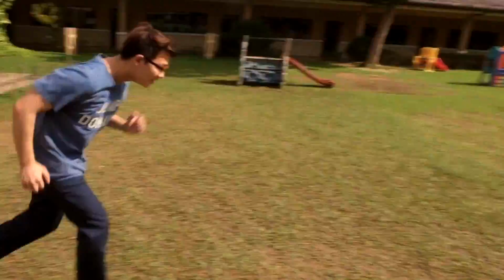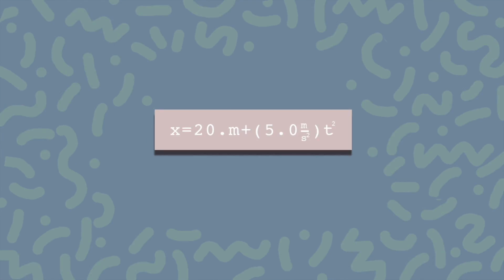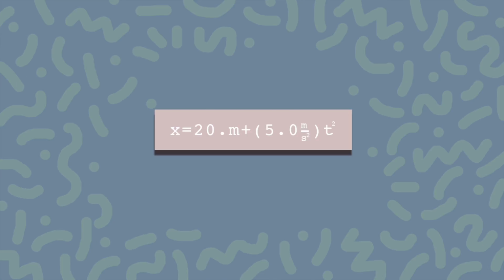For the first 2 seconds, the displacement of the cheetah was x equals 20 meters plus 5.0 meters per second squared times t squared.